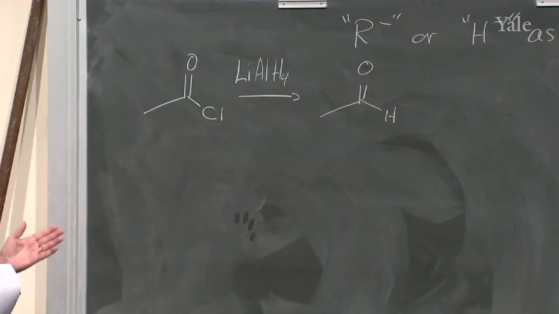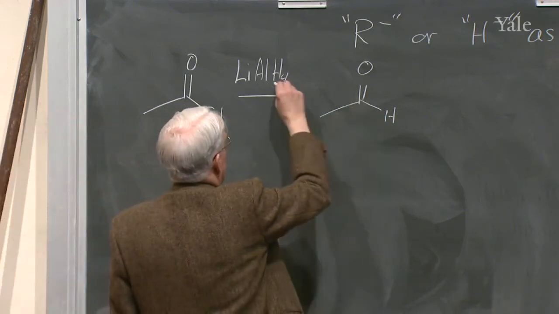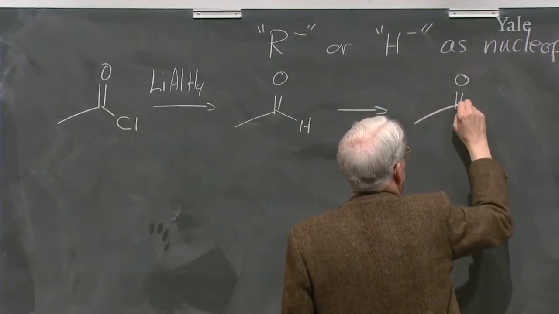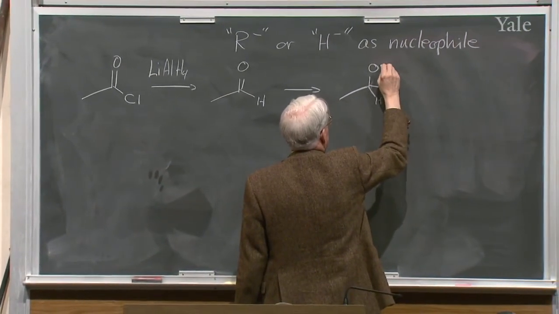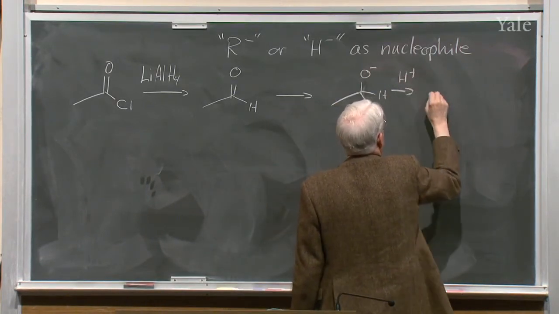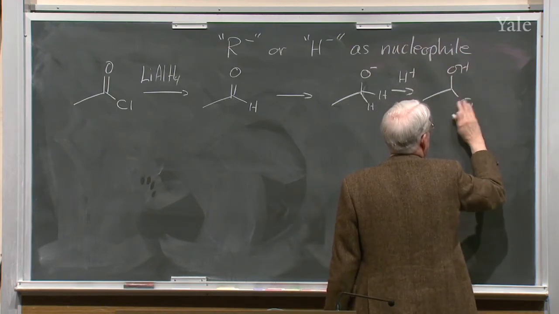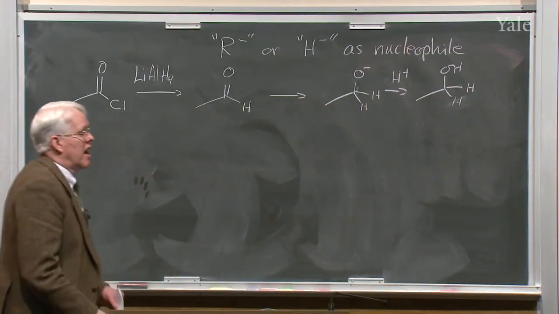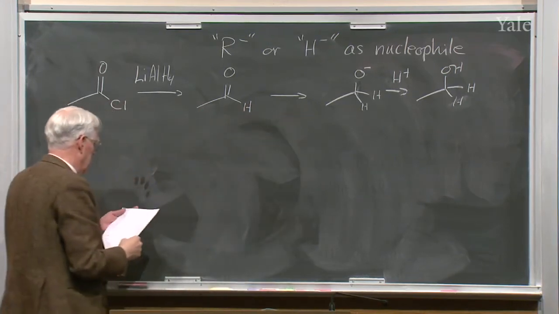Okay? But the reaction won't stop there, right? Because we already know that aldehydes are reduced by lithium aluminum hydride. So it will go on to put two hydrogens on and make this, and ultimately when you add an acid, you'll get all the way to the alcohol, not just to the aldehyde. So it's not just a substitution of chloride by hydride, but you go on all the way to the product.